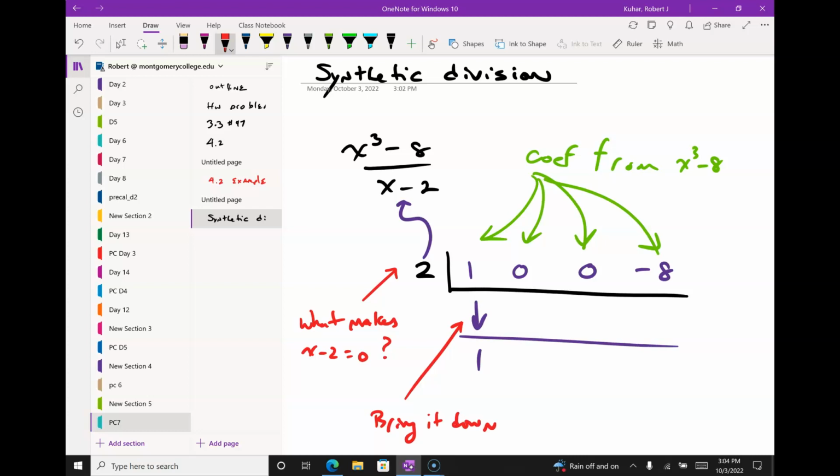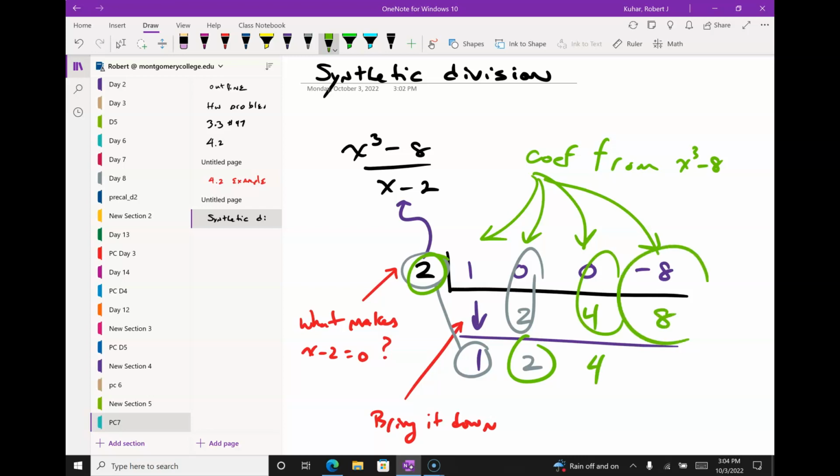Now, instead of changing signs and adding, we're going to just add. Because I picked the opposite here, it's already changing signs for me. Okay, so 2 times 1 is 2, and now add 2. Rinse and repeat. 2 times 2 is 4. Add 0 and 4 is 4. 2 times 4 is 8. Add.